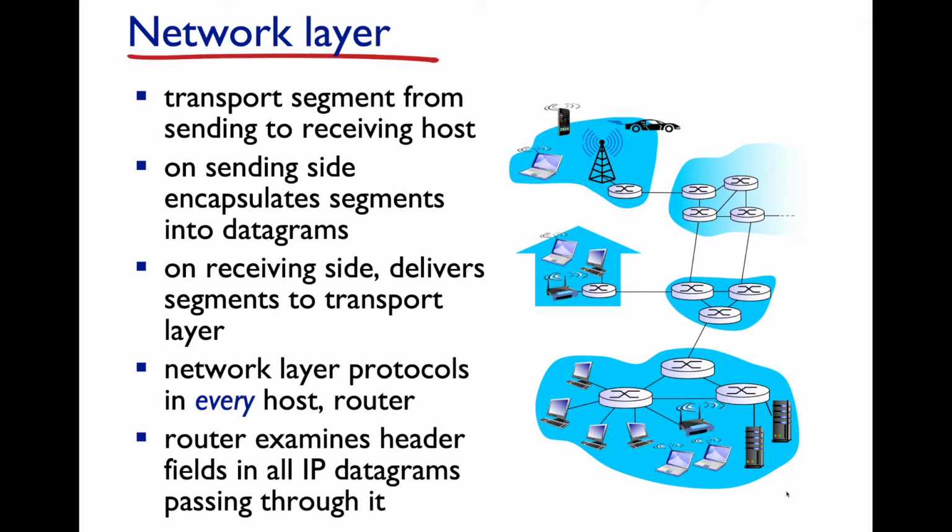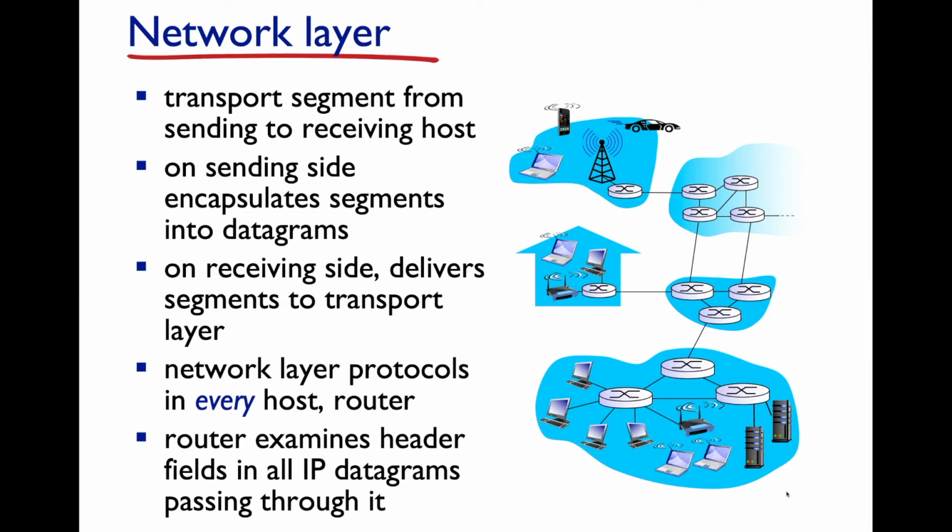And so what is the network layer? Certainly we talked a lot about the transport layer, and it's responsible for getting a segment from the sending host to the receiving host. And on the sending side, it encapsulates segments into datagrams. The transport layer sits right above the network layer. And so when the transport layer sends a segment into the network layer, that transport layer segment, which includes the transport headers and the transport layer payload, is all encapsulated and put inside of a datagram.